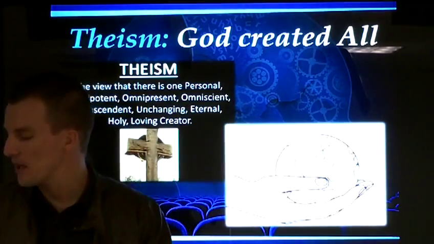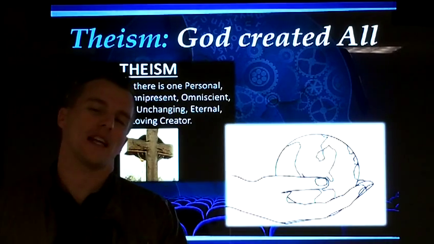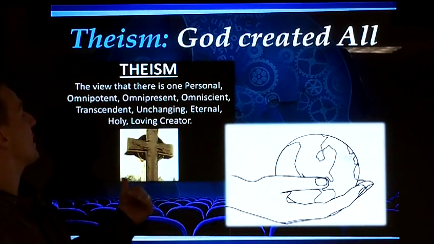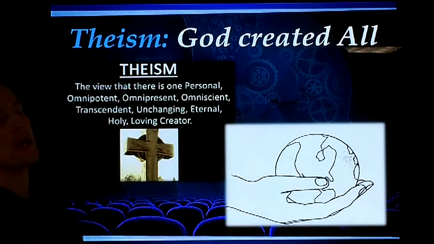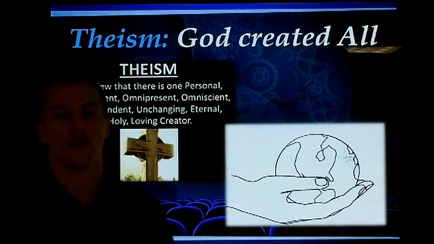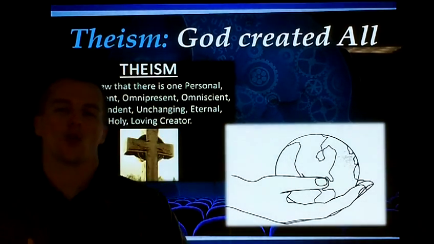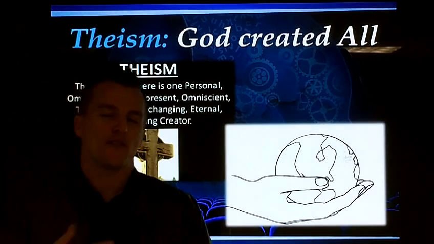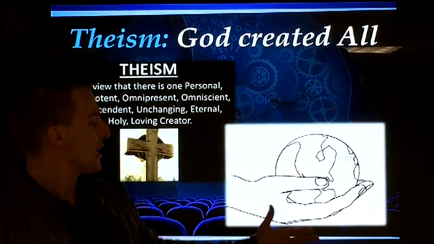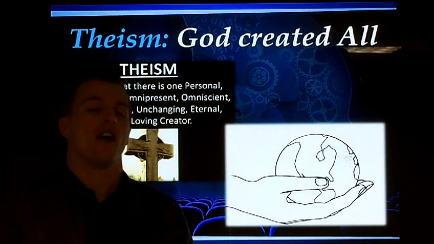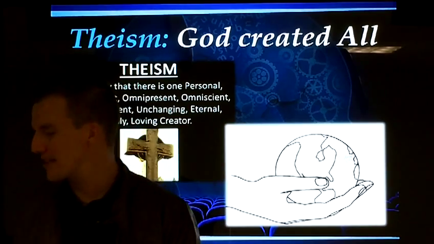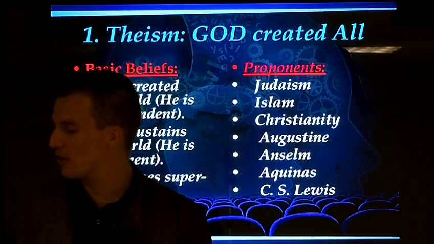First of all, you have theism. So this is, of course, the view relating to God, that God created everything. As you can see perhaps in this smaller frame here, theism, the view that there is one personal, omnipotent, omnipresent, omniscient, transcendent, unchanging, eternal, holy, loving creator. This is a worldview that's held by Jews and Muslims, and if you want a mental picture to think of theism, think of this picture right here. It would be the idea of God, or theos, the theistic creator, holding the world, really holding the universe in his hands. So that's theism, worldview number one, God created all.